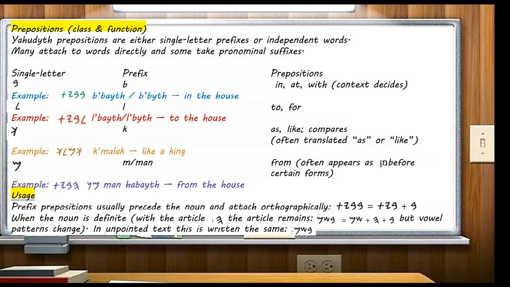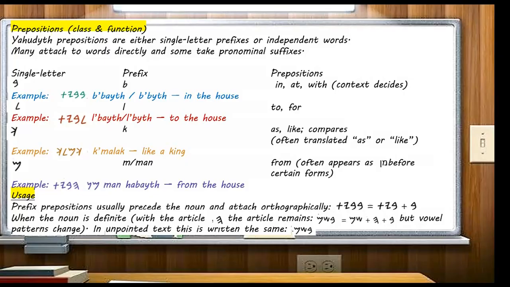plus the word for house beith or baith, which is very interesting because both the letter and the word house carry the same meanings. But so babaith or babith, when the noun is definite with the article, the ha'i, remains. The article remains, rather.